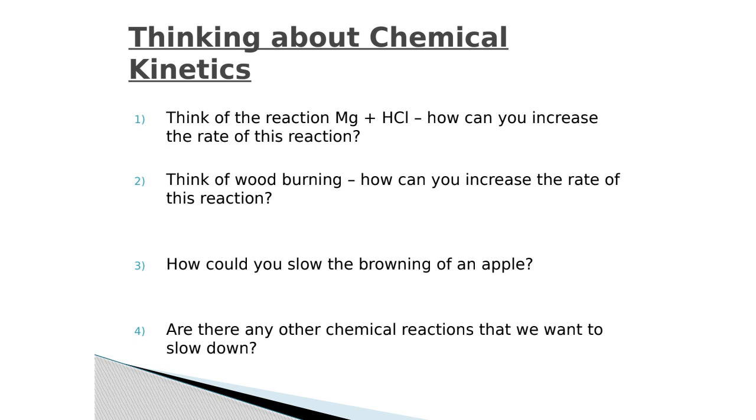For number 3, how could you slow the browning of an apple? So now what we want to do is we want to slow down the reaction and make it happen very, very slowly. And the browning of an apple, what factors could you affect that would slow that process down? And then just generally, are there any other chemical reactions that we want to slow down? Jot down some answers to this, and then I am happy to check those for you.